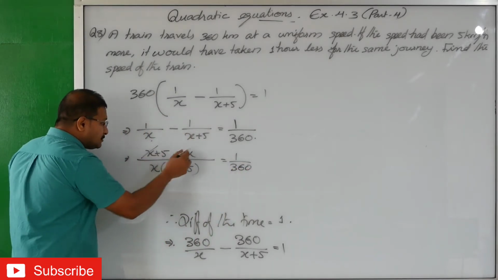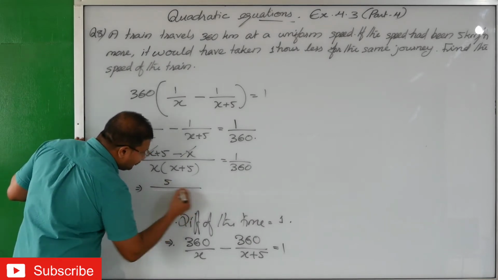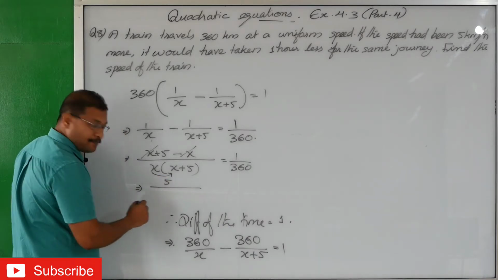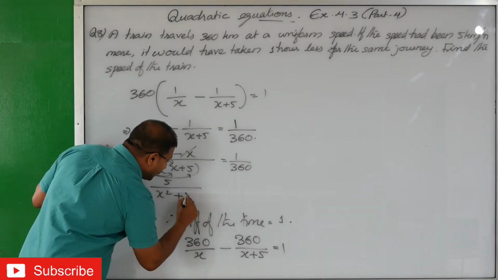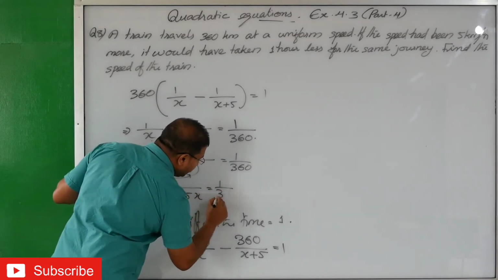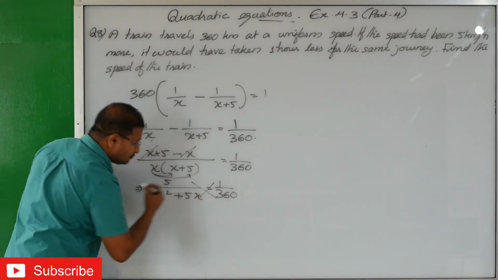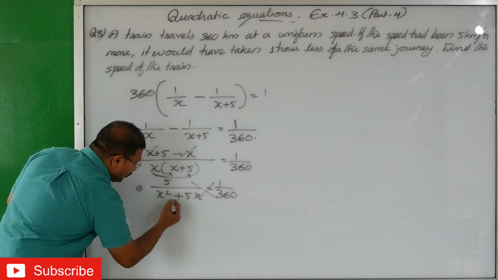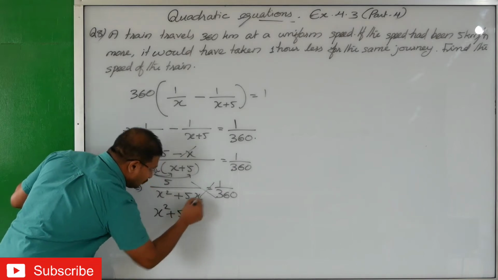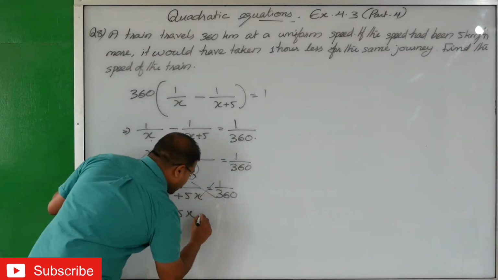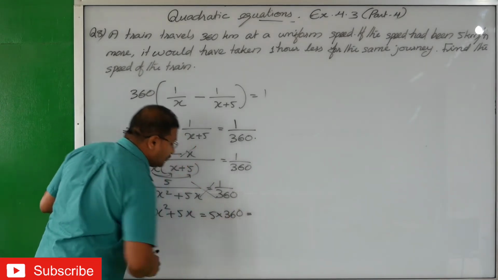Now see, plus x minus x will cancel. This implies 5 by, we will open now, x into x square, x into plus 5. That means plus 5x equals 1 by 360. Now we'll cross multiply. Ready? These two will multiply, cross multiplying. That means x square plus 5x into 1, means just the same, equals 5 into 360.